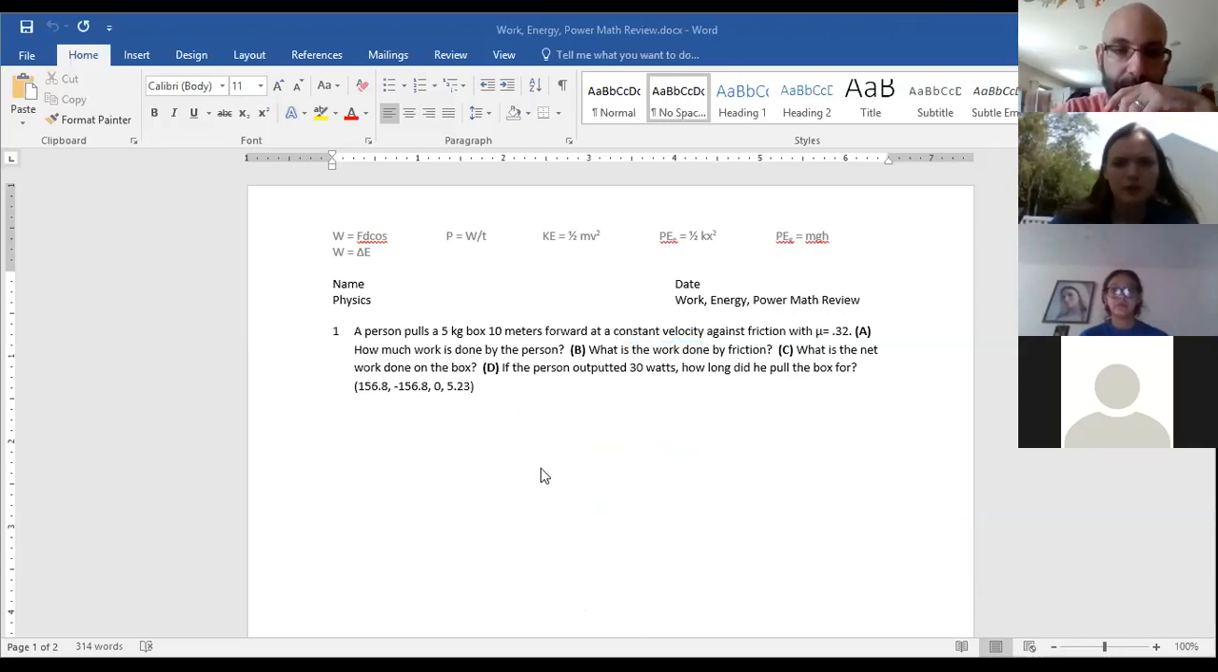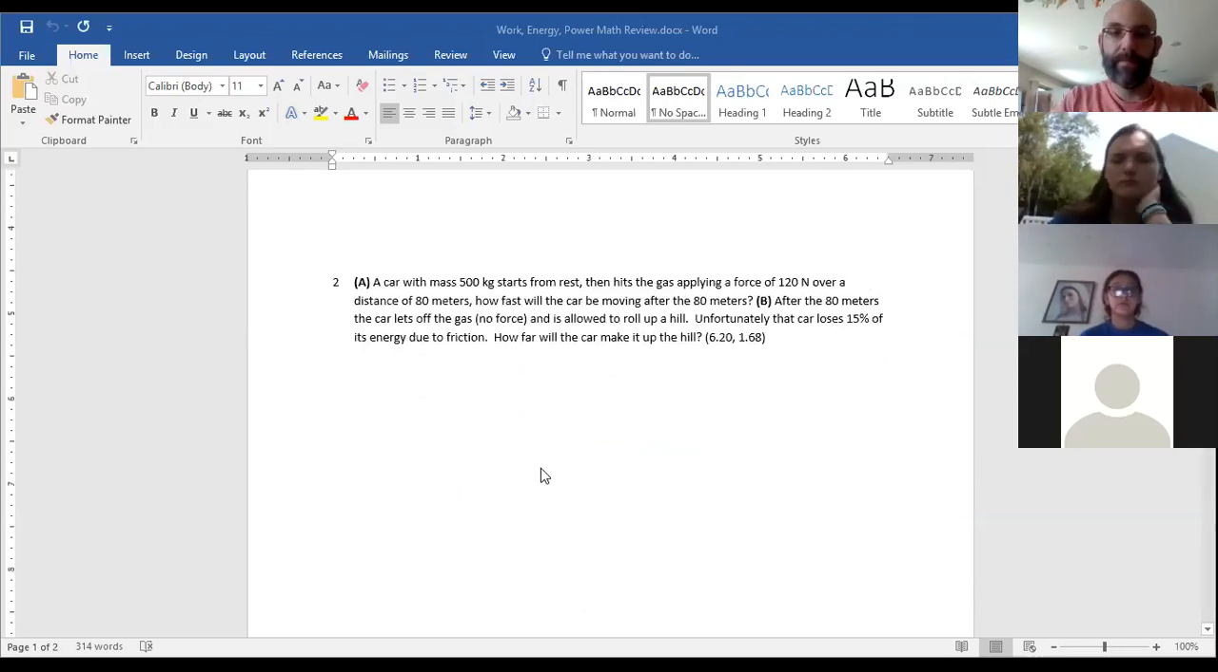All right. 2. So we have a car, it starts from rest, it hits the gas, applies a force of about 120 newtons over 80 meters. How fast is the car moving after the 80 meters? We are going to need to find out how much work is done, because we're going to end up using this.